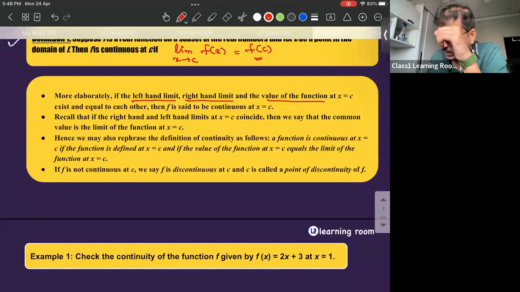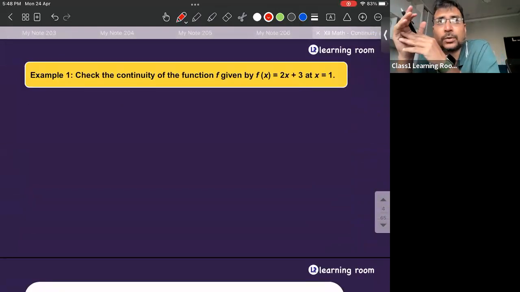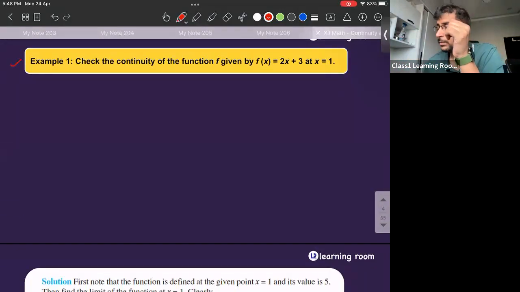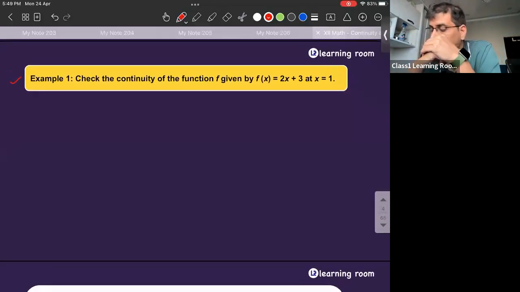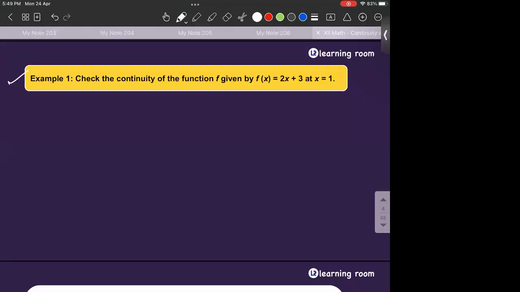I hope you remember all these things. I told you one method also, limit x tends to c minus f of x is equal to limit h tends to 0, right? So with all that knowledge, we will start solving the problems. But before that, I want to know from your side, is there any point that you want me to repeat? Is there any point that is not clear? No, sir. Okay.